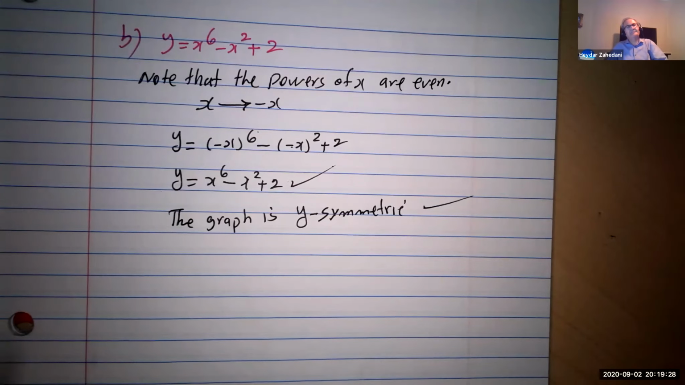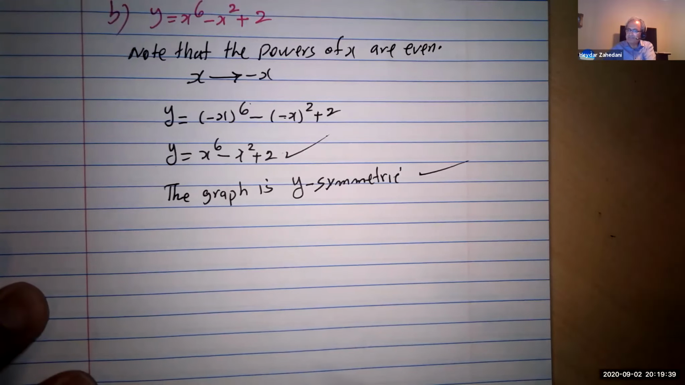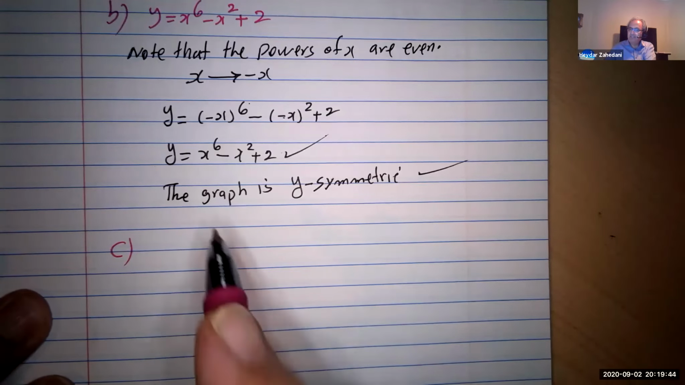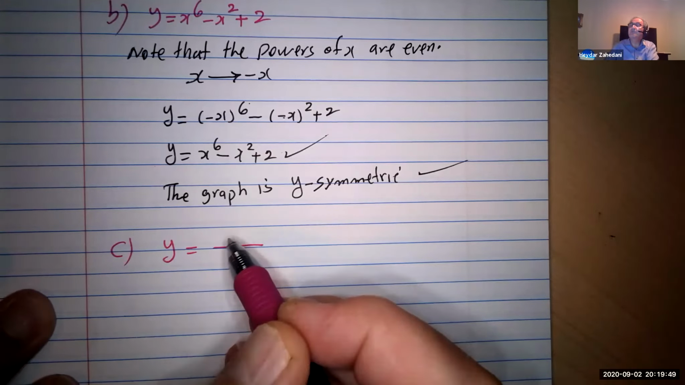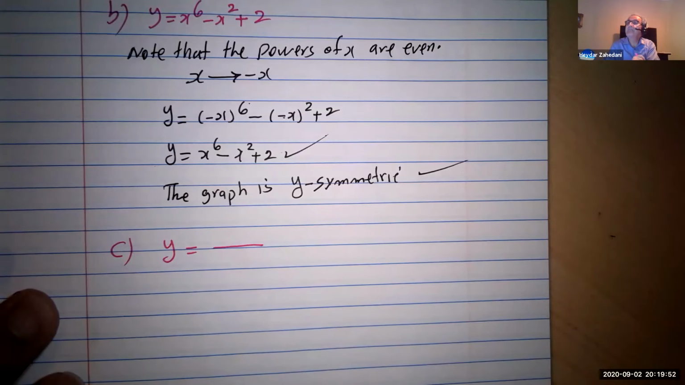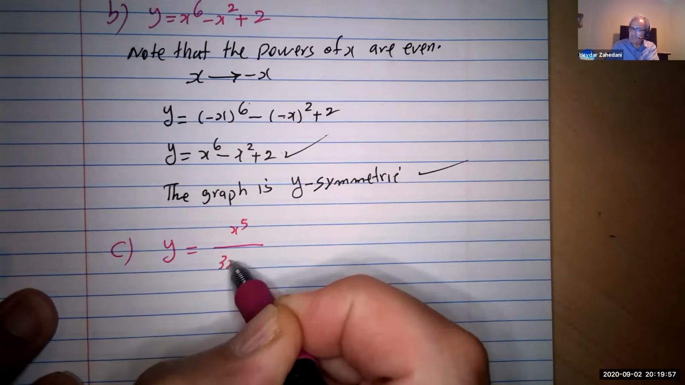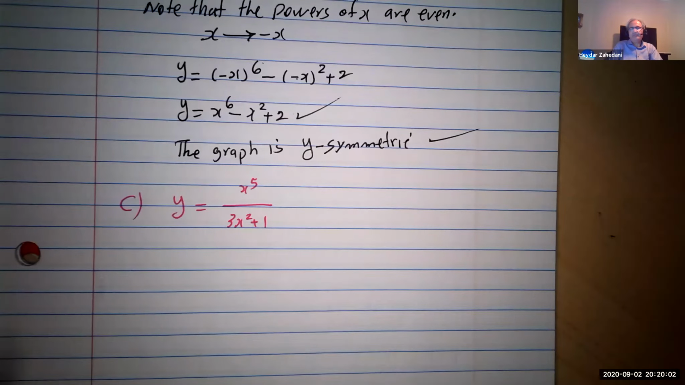Any question? So it's going to be a short form. You don't have to worry about any other case. So that would be part C. Going to part C. Part C is y equal to x to the fifth over 3x squared plus 1.